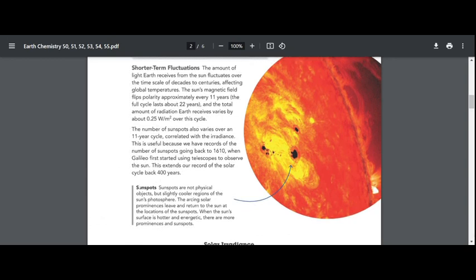All right, so again, we've got sunspots here. The sunspots are not physical objects, but slightly cooler regions of the sun's photosphere. The arcing solar prominences leave and return to the sun at the locations of the sunspots. When the sun's surface is hotter and energetic, there are more prominences and sunspots.